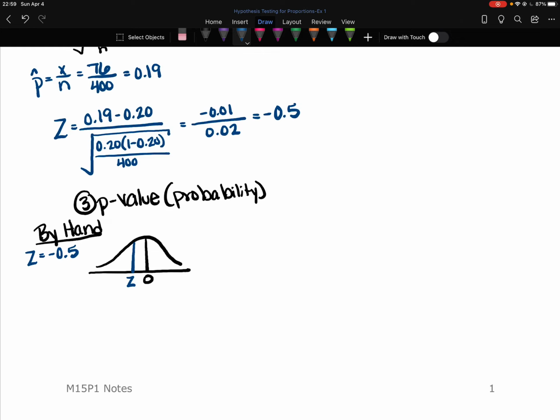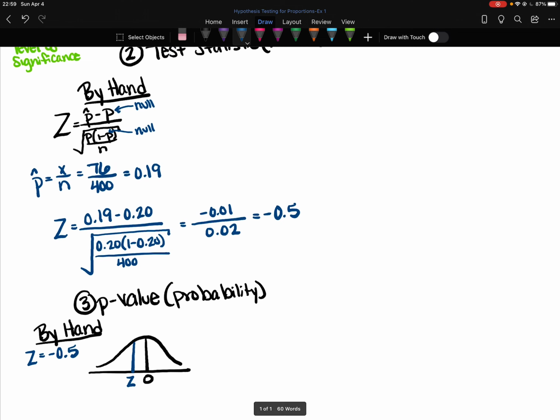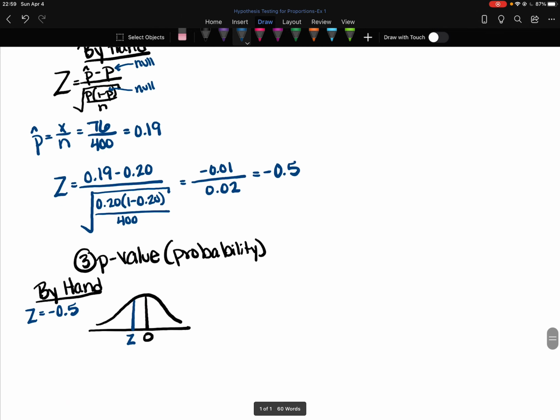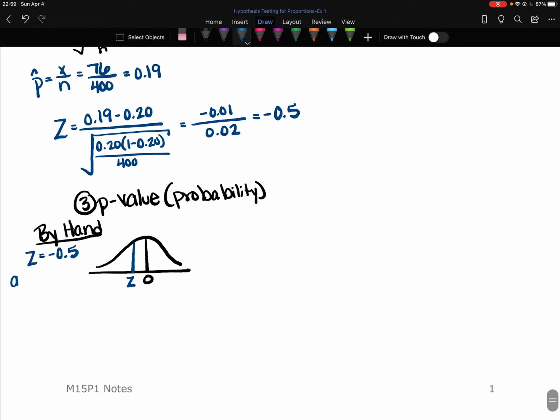And then I need to know where to shade. Am I looking at everything less than or everything greater than? And we find that answer in the alternative. The alternative says p is less than 0.2. So the alternative is less than.